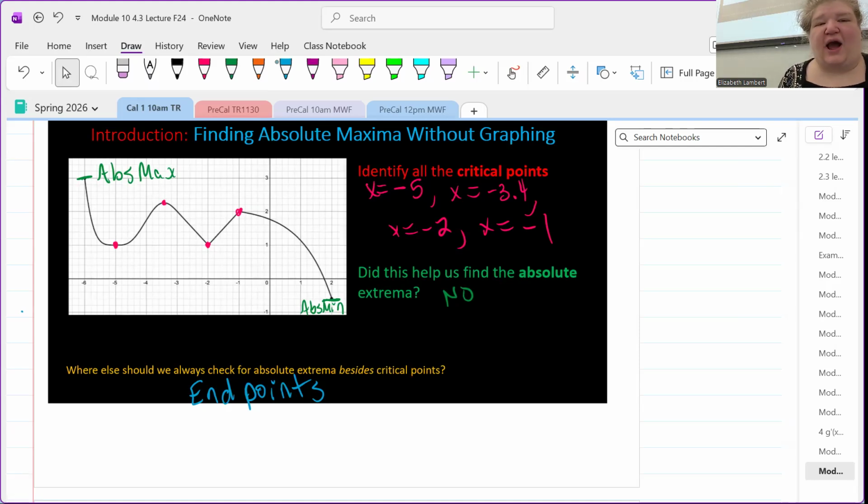Now, when we're looking at a graph, it's kind of like, duh, that's the high value, that's the low value. But when we're not looking at a graph and we just get the equation and the domain, we're going to be solving for all this algebraically. So this is an extra step we need to remember.